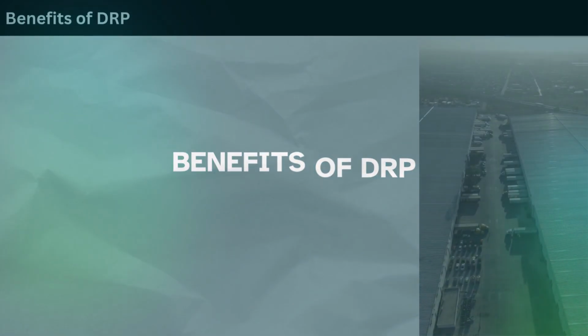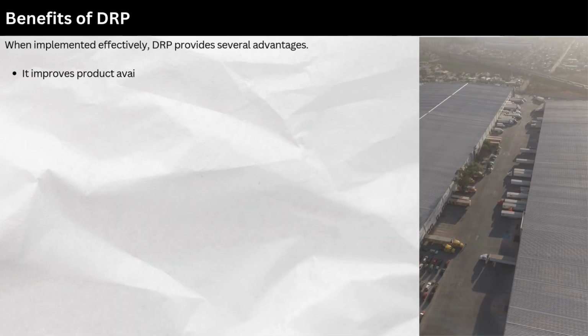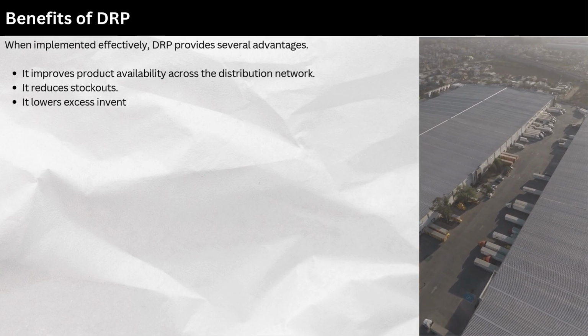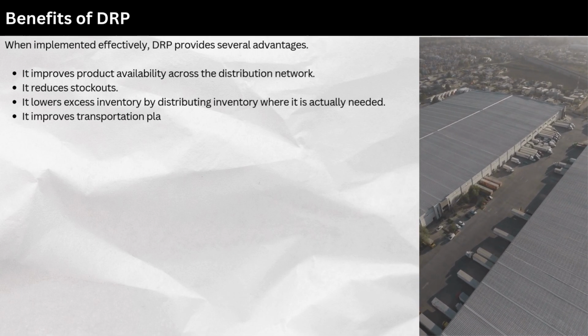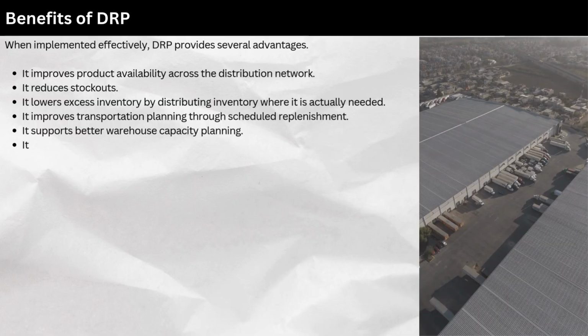Benefits of DRP. When implemented effectively, DRP provides several advantages. It improves product availability across the distribution network. It reduces stockouts. It lowers excess inventory by distributing inventory where it is actually needed. It improves transportation planning through scheduled replenishment. It supports better warehouse capacity planning.